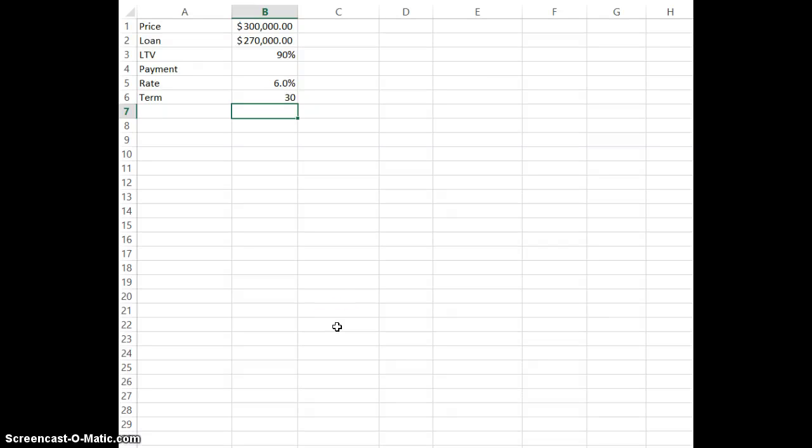Hello, everyone. This is Charlie Rose, remaking Dr. Seagrave's refinance model with a $300,000 home, 90% loan to value ratio for a $270,000 loan, 6% rate, 30-year term.